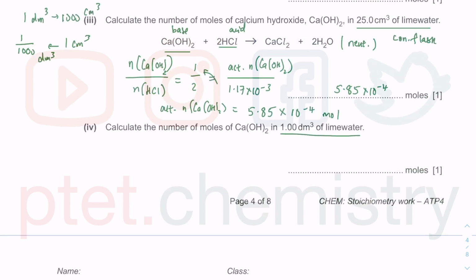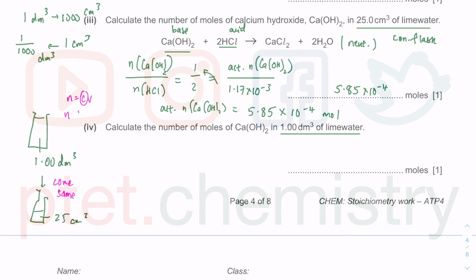Now you have 1 dm cube of lime water. Remember that when you have 1 dm cube of lime water, you are just taking out 25 cm cube, and from there, you know the concentration is the same. If the concentration is the same, that means the mole is directly proportional to the volume. The greater the volume, the greater the number of mole. So I can say in 25.0 cm cube, I have 5.85 times 10 to the minus 4 mole.